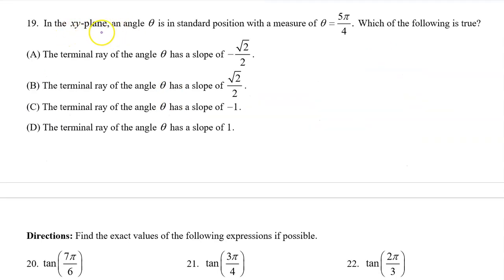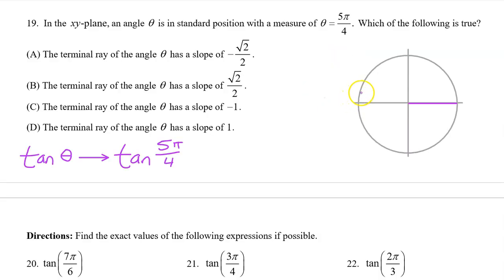Number 19. In the xy plane, an angle theta is in standard position with measure theta equals 5 pi over 4. Which of the following is true? Well, again, all of the answer choices describe the slope of the terminal ray, and again, the slope of the terminal ray is given by tangent theta. If theta is equal to 5 pi over 4, then we are simply looking for the tangent of 5 pi over 4. In what quadrant is 5 pi over 4?